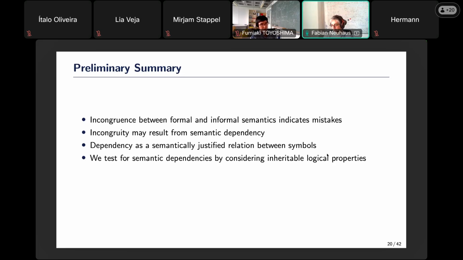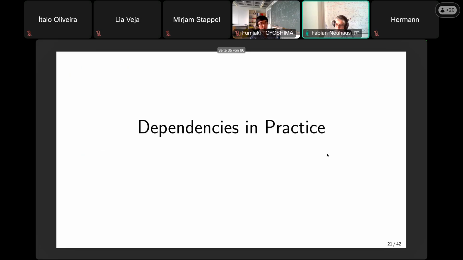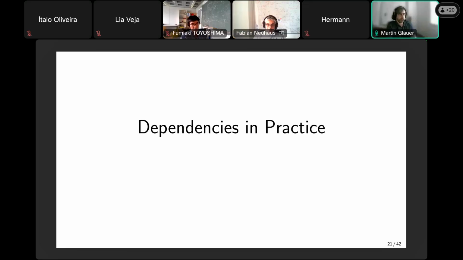And how that works was now explained by Martin in the second part of the talk, which is dependencies in practice. Yeah, thanks. So let's look at dependencies in practice. So next slide.